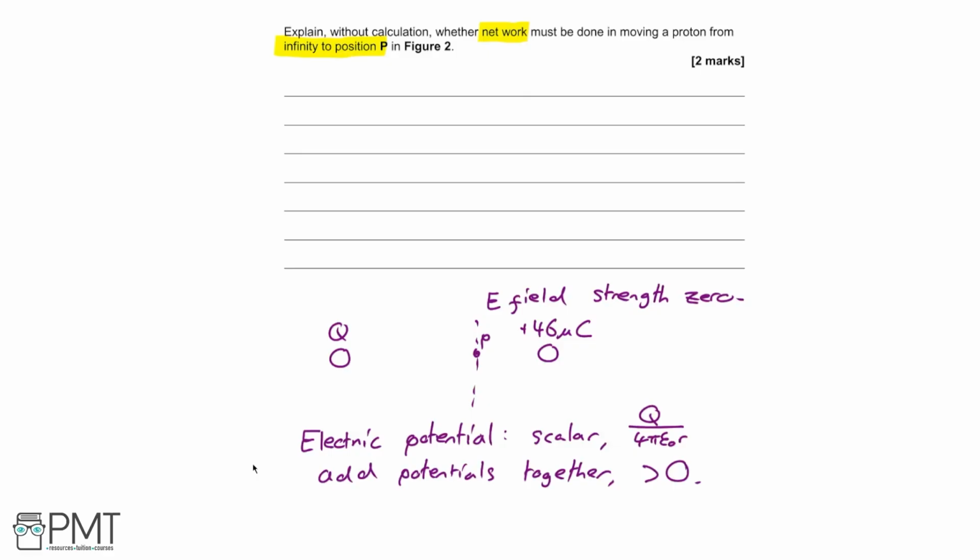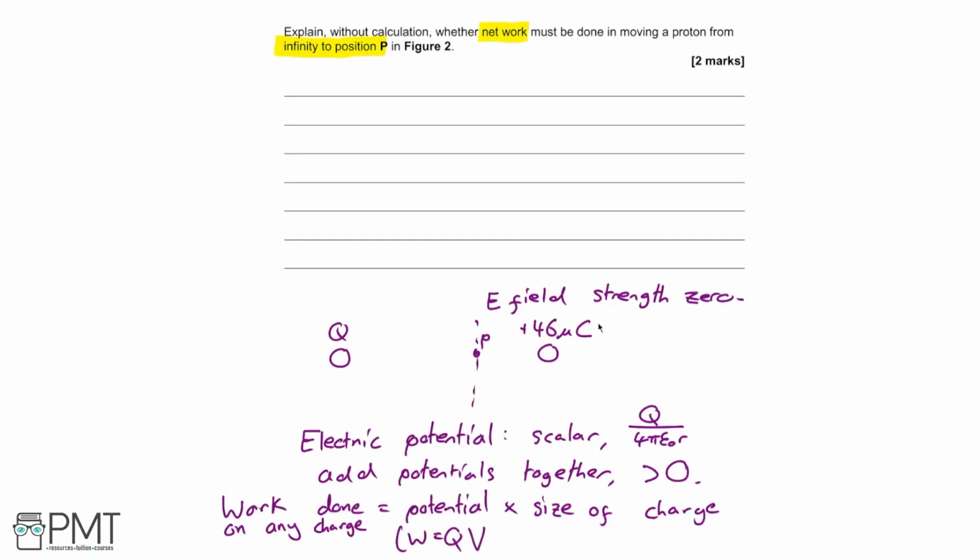Now, the potential at a point, for example P, is defined as the work done to move a unit charge from infinity to that point. Therefore, if we're moving a proton from infinity to position P, what we can see is that because there is a potential that's greater than 0, we have to do work on the proton, since the work done is given by the potential multiplied by the size of the charge that the potential is acting upon.